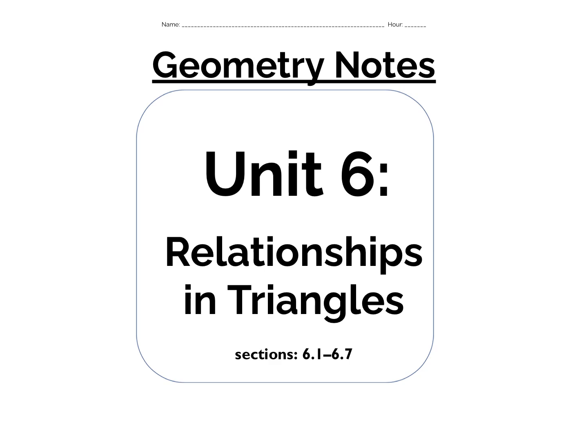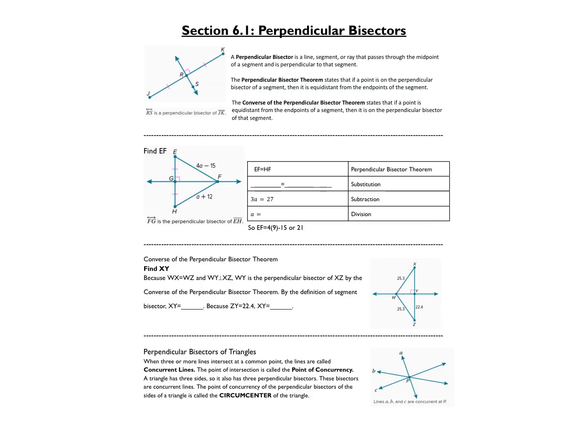All right, today we are starting a new unit, Unit 6, and throughout this unit we're going to be looking at the relationships that exist in all triangles. So today we're going to start with 6.1, and we're going to be looking at perpendicular bisectors. A perpendicular bisector is any line, segment, or ray that passes through the midpoint of a segment.